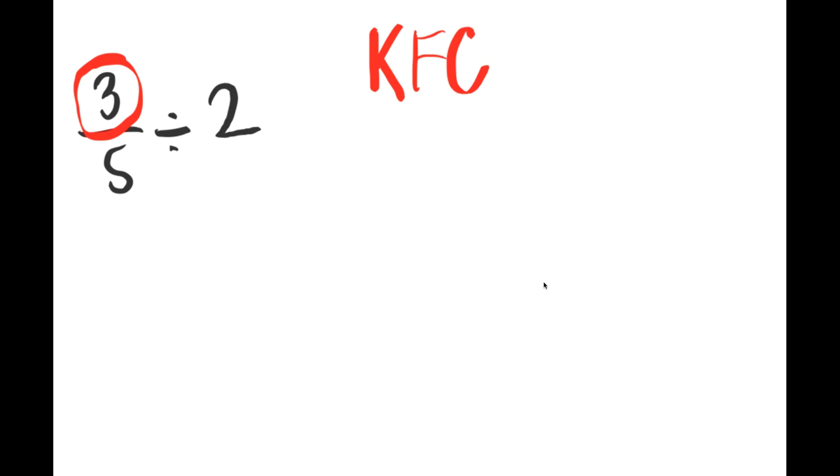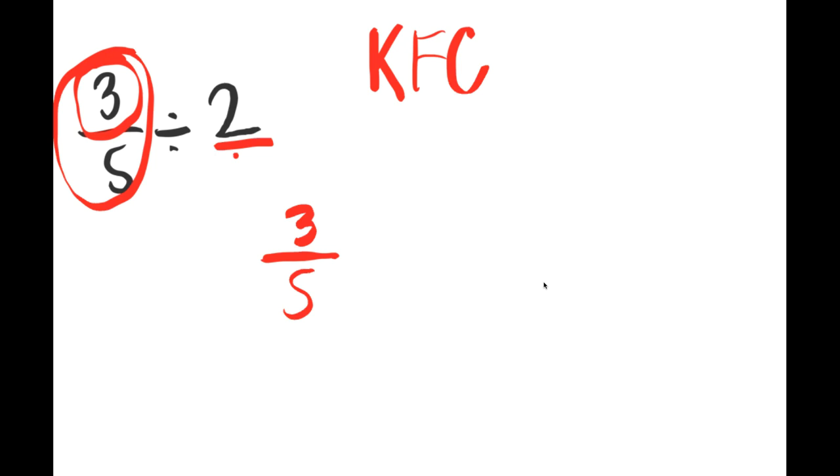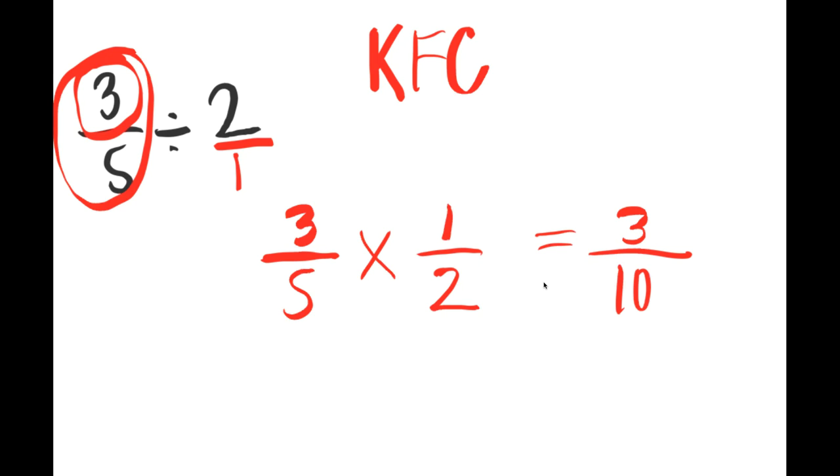Okay, so keep the first term. Our first term is 3 over 5. We're going to keep it. We're going to flip our whole number. So same step, 1 over 2. And then we're going to change our division sign to multiplication. Here, we're going to do the numerators. 3 times 1 is 3. And then the denominators, 5 times 2, 10. Okay, so notice now you don't have a 1 on top because of this fraction. But we don't need to simplify 3 over 10, so we can leave it as is.